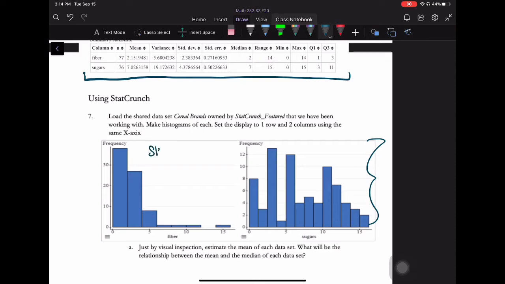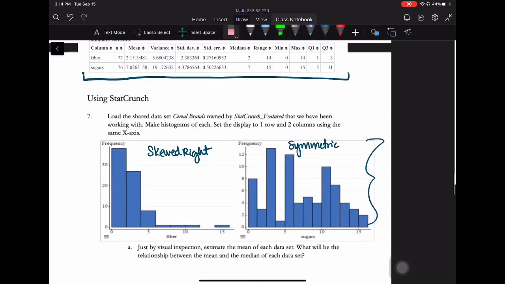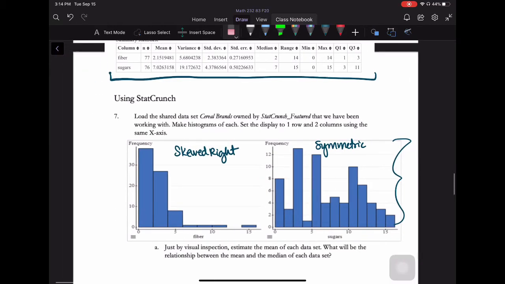This distribution is skewed to the right. This distribution is more symmetric. Okay, so the skewed to the right distribution should have a mean that is greater than the median. Remember that the median splits things in the middle. A symmetric distribution should have a mean that is darn near identical to the median.